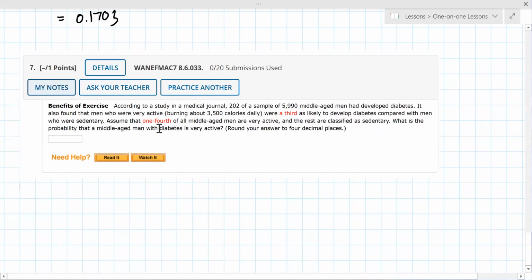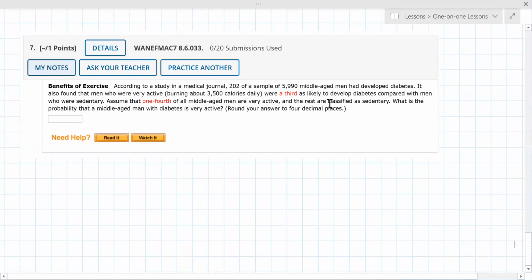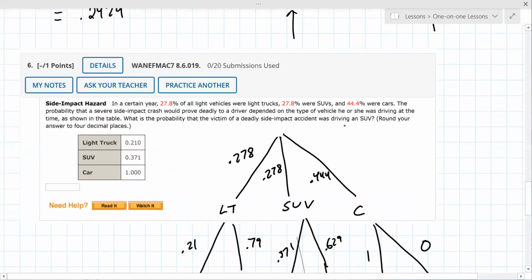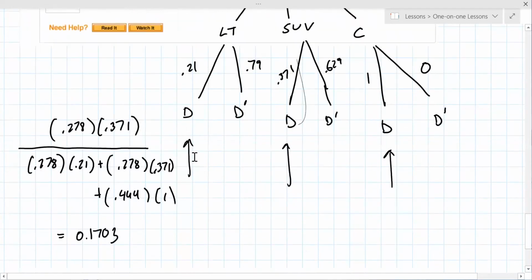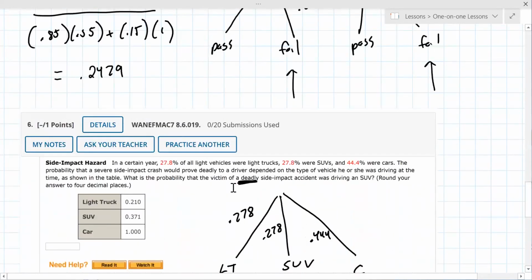Huh. This is not a conditional problem. Oh, maybe it is. Okay, so I'm sorry, this one is. I was misreading it. I was like, well, that doesn't make sense. So in the previous problem, let me try to make a point here. See how this deadly part tells you what goes on your bottom level. So the first thing tells you that.